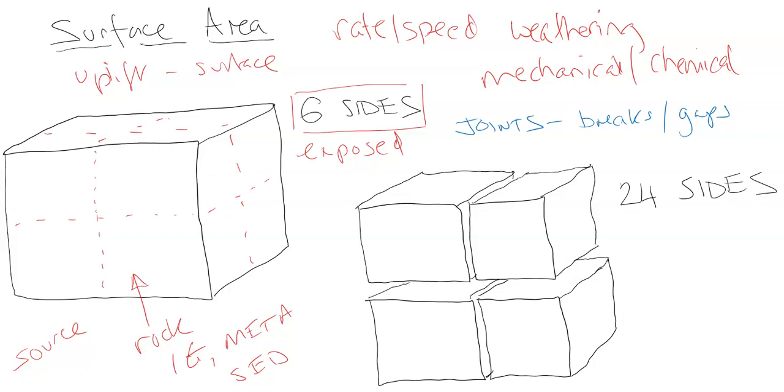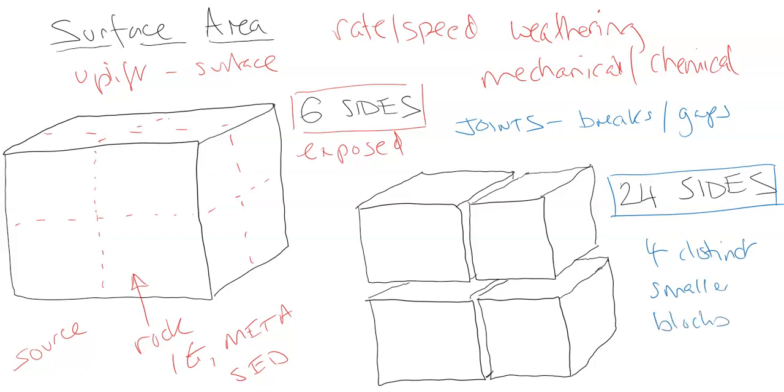And eventually what you get is this outcome where the single block that has 6 sides is now broken into 4 distinct smaller blocks. And these 4 blocks now have 6 sides per block. So we have a total of 24 sides that are now exposed to the elements. Therefore, this will be a faster rate of weathering compared to a slower rate right here.